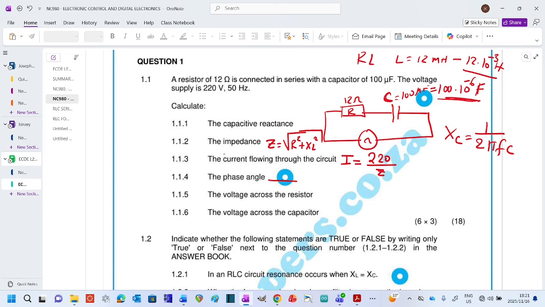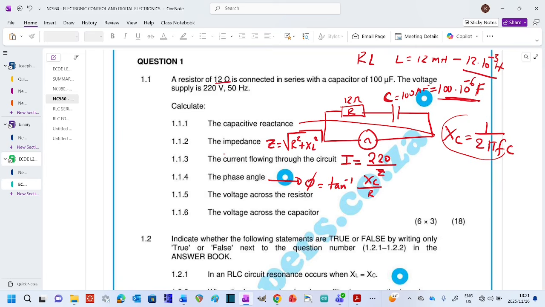Your phase angle. Phase angle also is very easy to calculate. This is a series circuit. After you did all your calculations, you know that you are only dealing with XC. XC is the only one. So your angle here is going to be tan to the power negative 1 multiplied by XC over R. So the XC value that you get here, that was this one, you're going to have to do it over 12. 12 was given to you there.